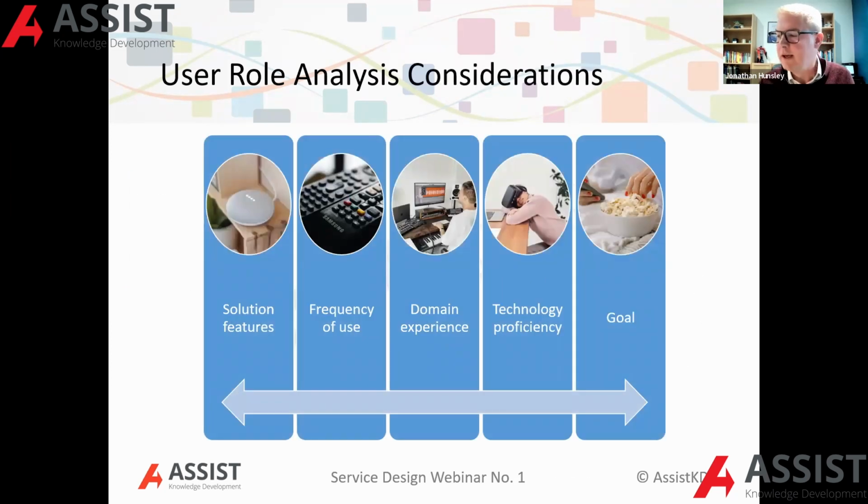Things to consider are the features, the frequency of use of the business or the IT system, what's their degree of experience in the domain, their relative level of technology proficiency, and what's their goal in using the user role or using the business or IT system. So you can see here, we've got some pictures, we've got a smart speaker. Perhaps the goal at the end is to sit and enjoy a movie with your family. And you can see that there's different levels of domain proficiency and technical proficiency. There's just some considerations when you're describing the user role to consider these aspects.